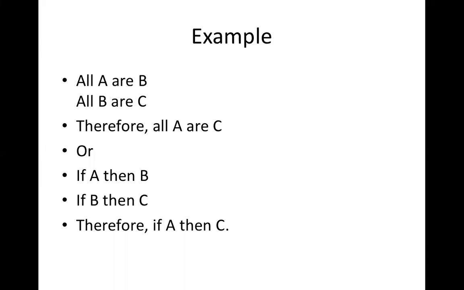So the mechanism of this argument is that the consequent of a premise becomes the antecedent of the next premise. And at the end of the argument, the conclusion will just bring together the very first antecedent and the very last consequent. Look at the conditional version. If A, then B. If B, then C. Therefore, if A, then C.